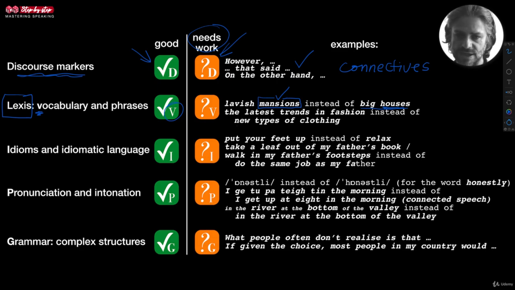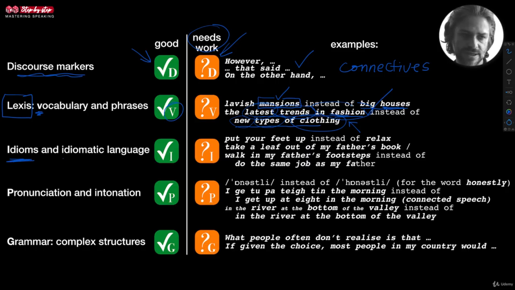A student might say new types of clothing, but you would like to improve your grade, so you would say something like the latest trends in fashion. The latest popular things that are related to the fashion industry, as opposed to just new types of clothing. Okay, so new meaning the latest, trends, types of, in fashion, of clothing. Okay, that looks better than this. Sorry, the other way around. This looks better than this because it shows off your higher level.